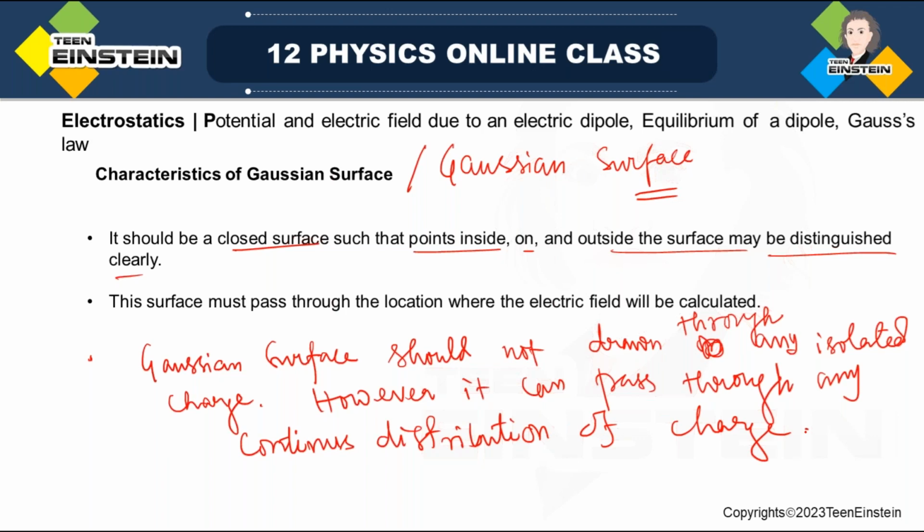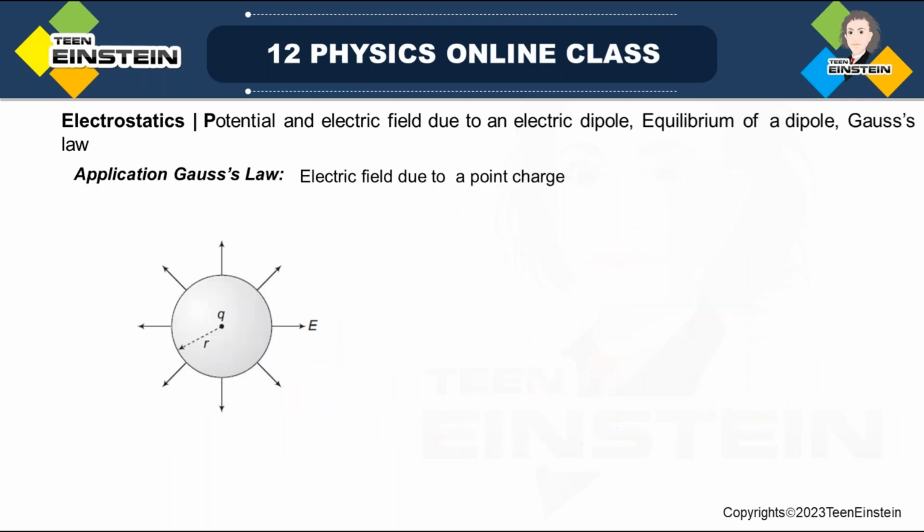And the second thing is that the surface must pass through the location where we calculate the electric field due to the given charge distribution. So the Gaussian surface must pass through the point where we are calculating the electric field. Now we'll take real applications, showing how we draw Gaussian surfaces and what the symmetry of the Gaussian surfaces is. Today we will discuss the electric field due to a point charge.